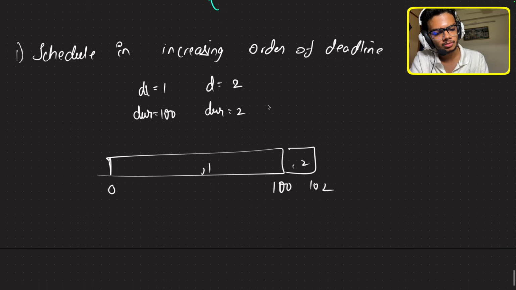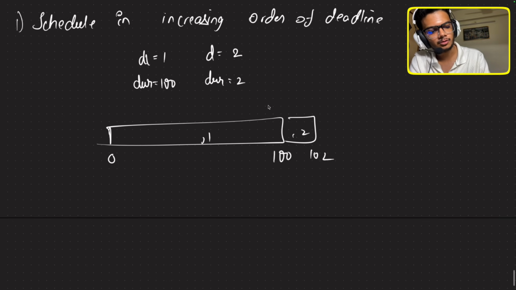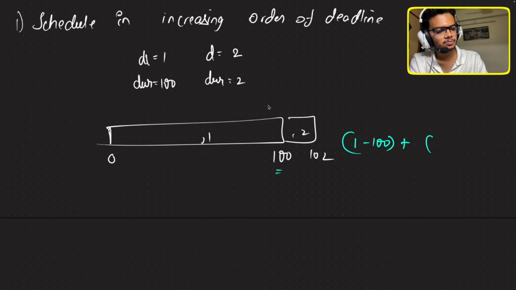Okay, so what is the reward here? If you calculate the reward here for this 100 guy, the reward will be what? Its deadline was 1, but it completed at 100, so 1 minus 100, plus the second guy's deadline was 2, but it got completed at 102. So this is minus 99 plus minus 100. So it is minus 199, right?